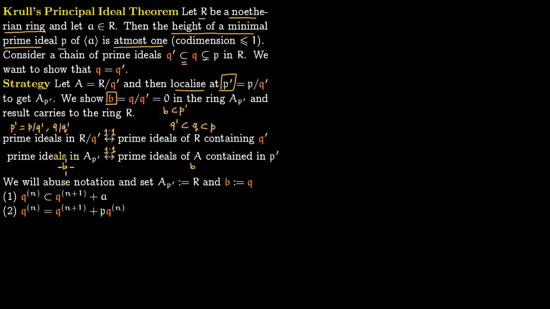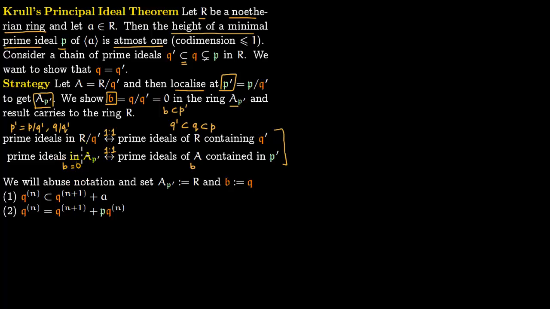So what we are going to do is show that this ideal B is actually 0. That is, Q modulo Q prime is 0. That will make Q equal to Q prime. This is in the ring A P prime, and therefore all the result carries over to R, because of these two relations. So B is 0 would make Q equal to Q prime. Now we are going to abuse the notation, because we are going to be working in this ring and showing that this ideal B is 0 in this ring. So this is what we are going to show.